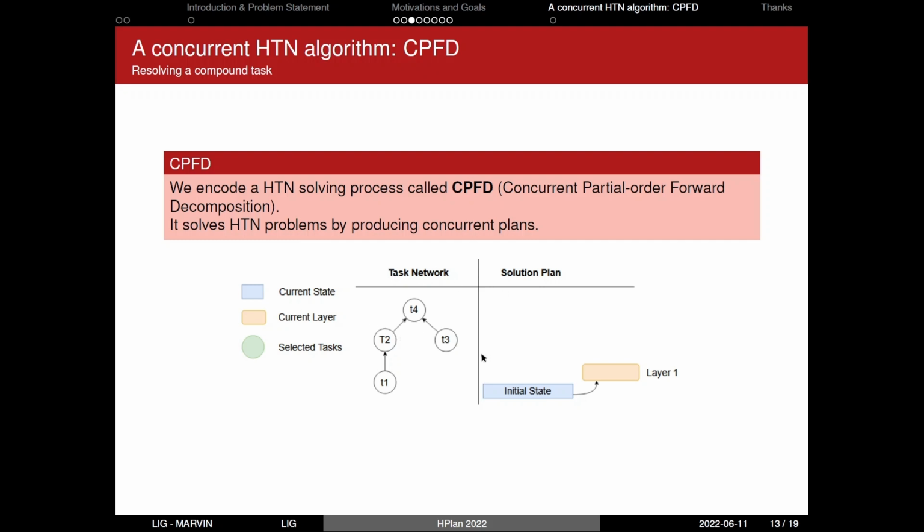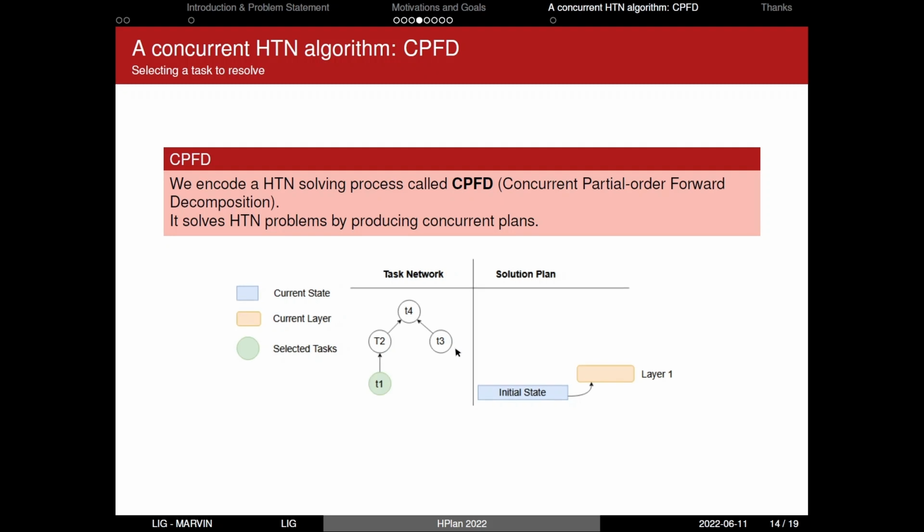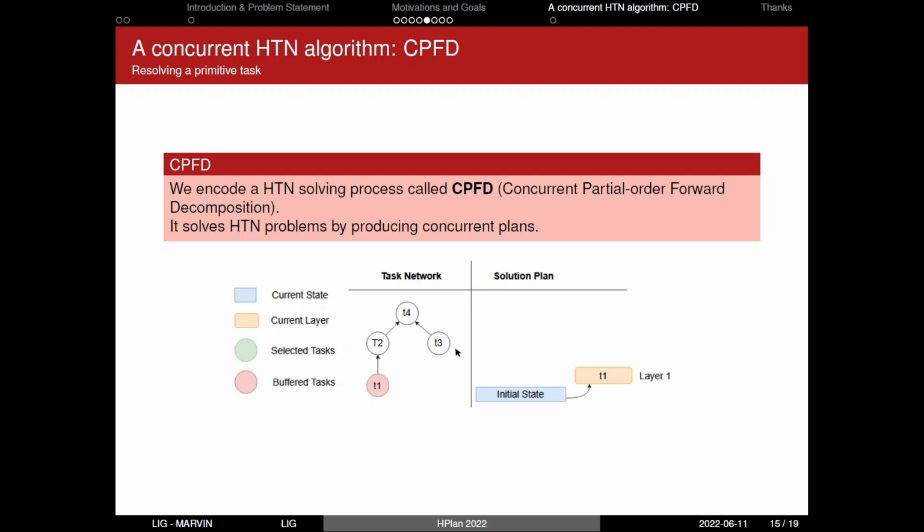At the next iteration, we select a task that is unconstrained. Here, there are 2 tasks that are unconstrained, T1 and T3. We can pick either, but let's say that we pick T1. Since T1 is a primitive task, resolving T1 means adding the action corresponding to T1 to the solution plan. So we check if it's possible to add T1 to the first layer. If it is, the action is added to the layer and the task within the task network is marked as buffered. It means that the task is not yet removed from the task network, but it cannot be selected anymore.